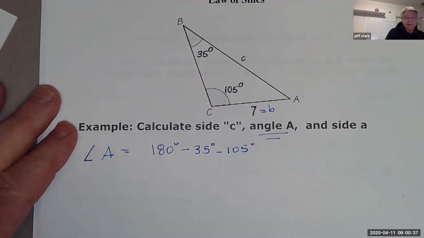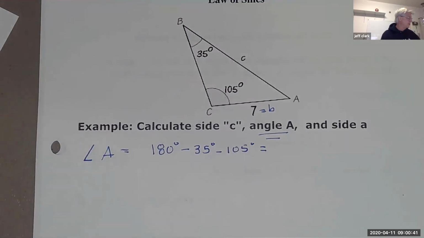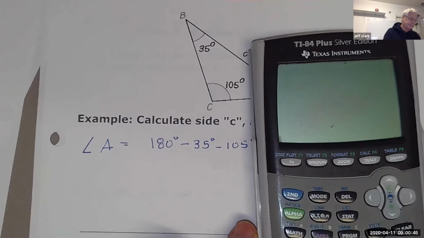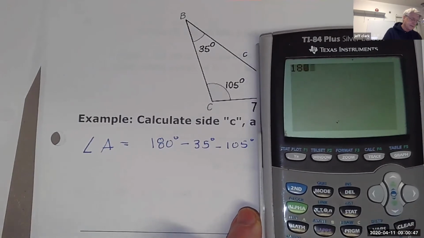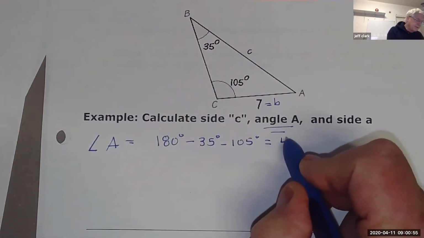So I'm going to subtract those 2 angles, and whatever I get left over, using my calculator, make sure I don't make a careless mistake. It looks like it's 40 degrees. So angle A is 40 degrees.